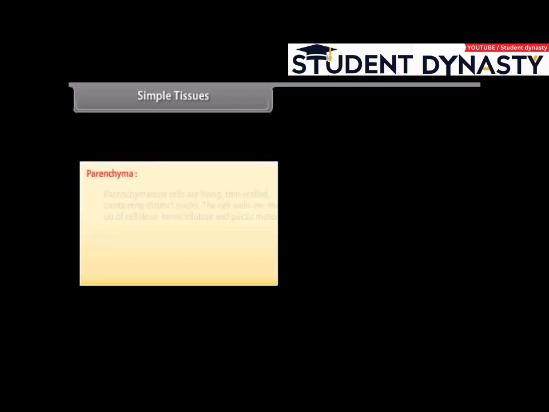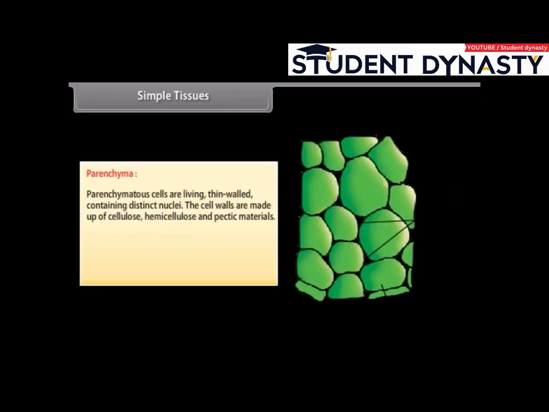Parenchyma. Parenchymatous cells are living, thin-walled, containing distinct nuclei. The cell walls are made up of cellulose, hemicellulose, and pectic materials. Cells have small or large intercellular spaces. Cells are generally isodiametric but may also be elongated, lobed, and polygonal.